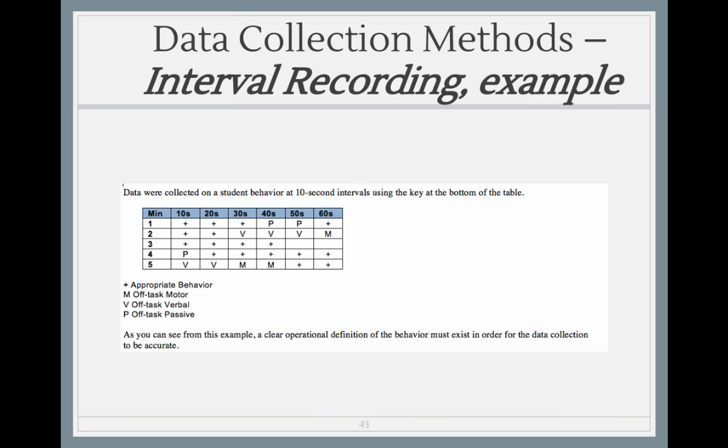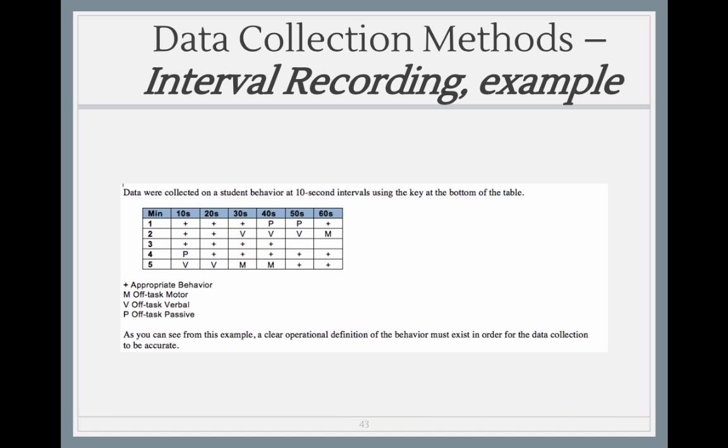Here's an example of what interval recording might look like. Oftentimes we report it in a chart format like this, where, as you can see, data were collected on student behavior at 10-second intervals using the key at the bottom. If there's a plus in the box, it means the behavior was appropriate for that 10 seconds. If there's an M in the box, it means the student was off task with their motor behavior, which basically means they might be fidgeting or up out of their seat, something to do with their body moving.